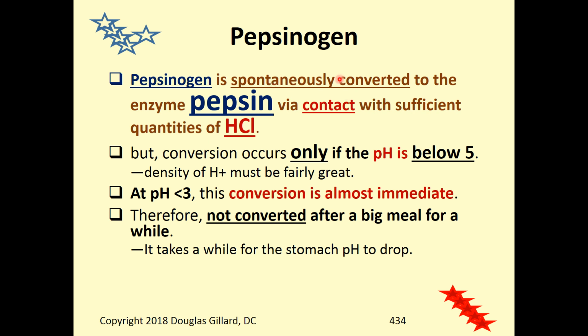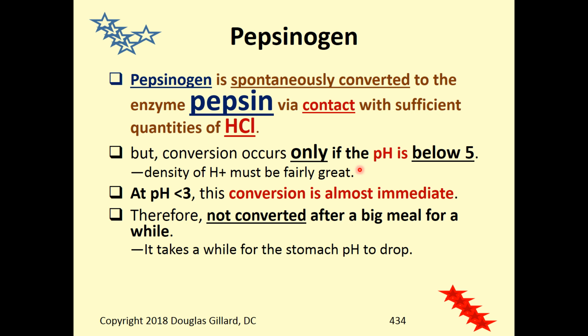Pepsinogen, I didn't forget. It's right here. Pepsinogen is spontaneously converted to pepsin via contact with HCl. The conversion occurs only if the pH is below 5, so there's got to be enough hydrogen ions around. So it takes a little bit of time to digest that piece of steak in your stomach.